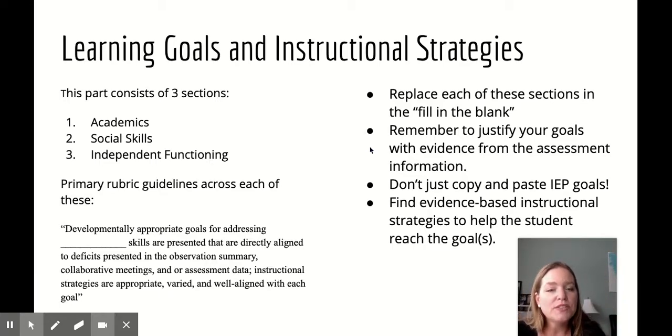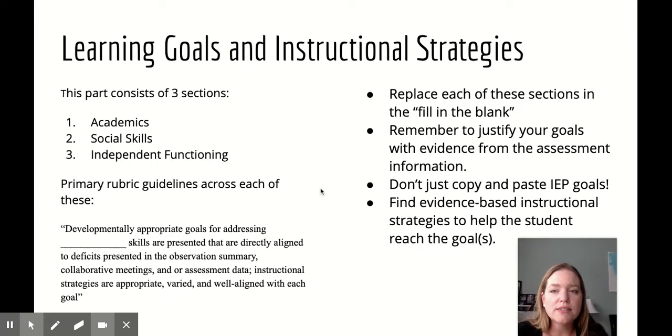And then you also need to include evidence-based instructional strategies that would help your student reach those goals. So as you're doing research for this course, start collecting and looking at those evidence-based instructional strategies that will help your student reach the goal. What are you going to teach them? And what strategy are you using to teach them? What supports are you going to include? And you're going to cite those things. So you will have a reference section, okay?